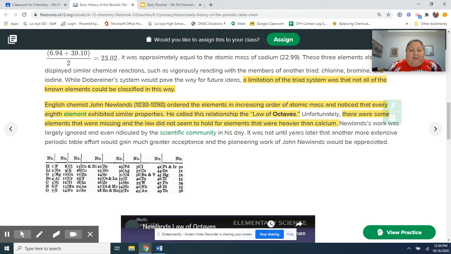And here you have a picture of Newlands' periodic table. You can see that there are 1, 2, 3, 4, 5, 6, 7, 8 groups. And supposedly group 8 is supposed to have similar properties, okay?